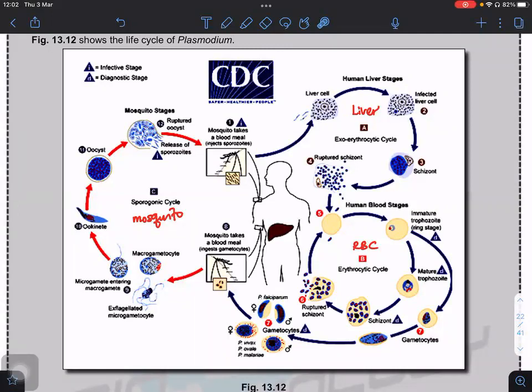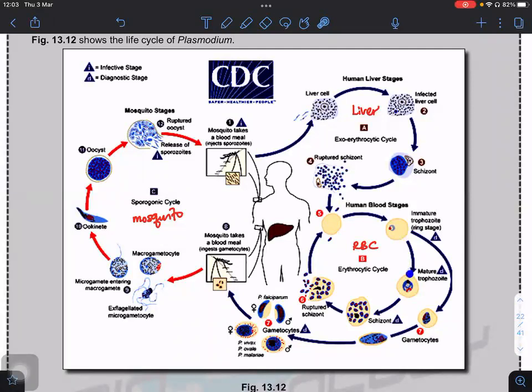In the liver cells, they develop into schizonts, and these schizonts continue to multiply inside the liver cell. You can see they multiply and multiply, and one day they rupture and release the schizonts. These then infect our red blood cells.